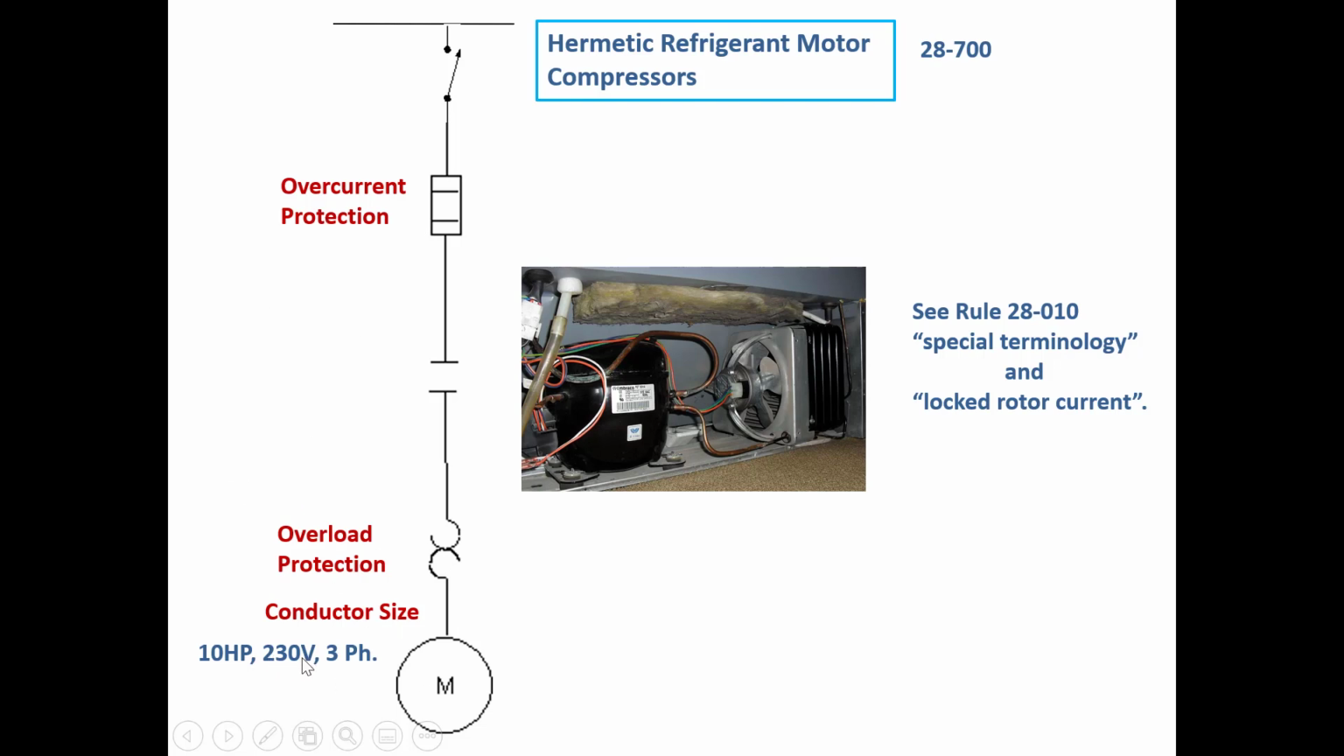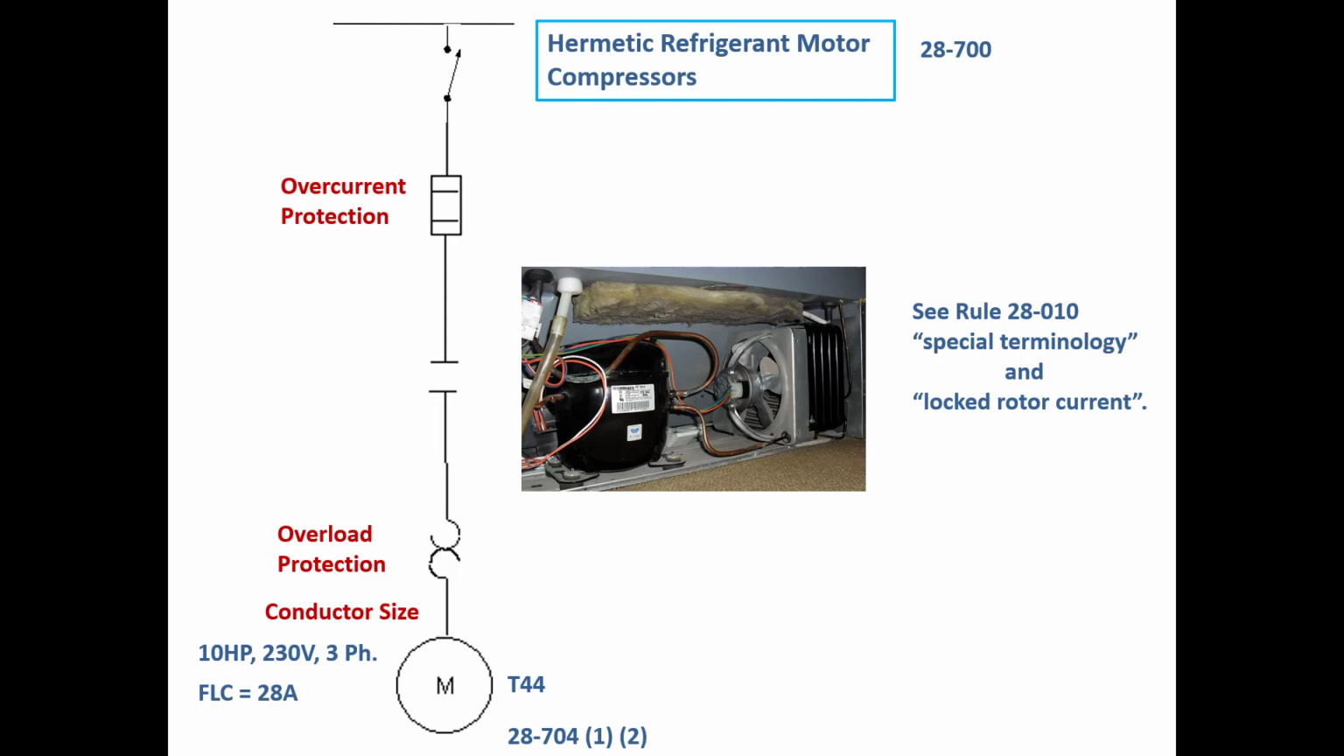So we've got a 10 horsepower, 230 volt, 3-phase motor. We have to go to Table 44 and get that FLA, or FLC, full load current. Either way, same thing. Get our FLA, and now we're going to go to a specific rule for hermetic motors, not go back to the general rules for continuous or non-continuous.